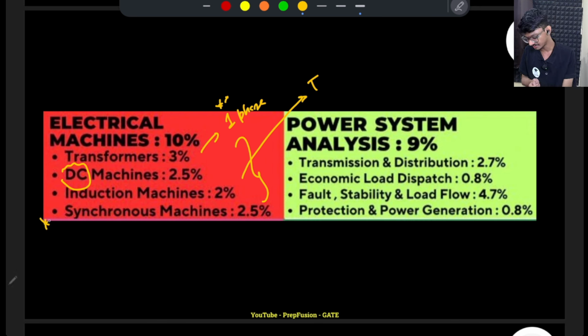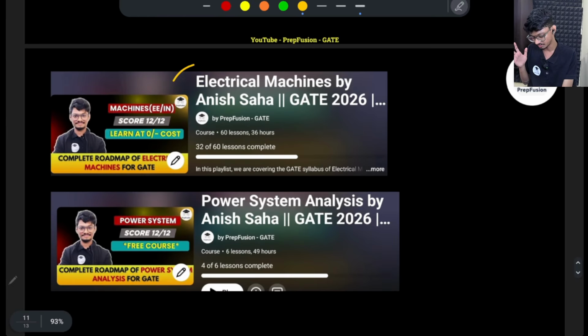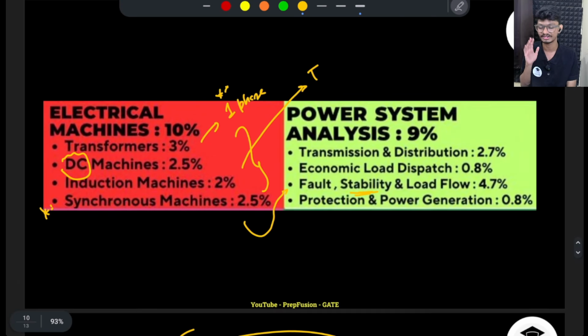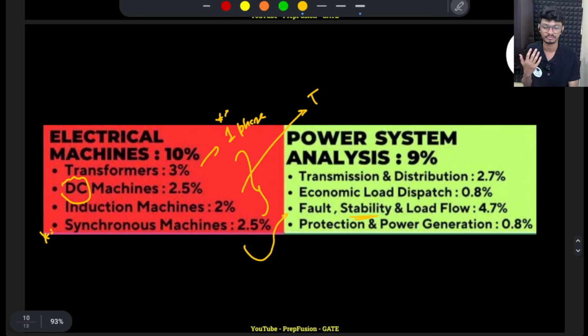Synchronous machine again is a very important chapter, because if you understand the synchronous machine, you will also be able to understand fault and especially the stability part, because in stability we use the concept of the synchronous machine only. So that's why everything is important here. If you want to cover comprehensively, we have a comprehensive playlist of electrical machines. You can cover from that. If you want to cover it from a crash course, you can, but I will never recommend electrical machines be covered from a crash course.